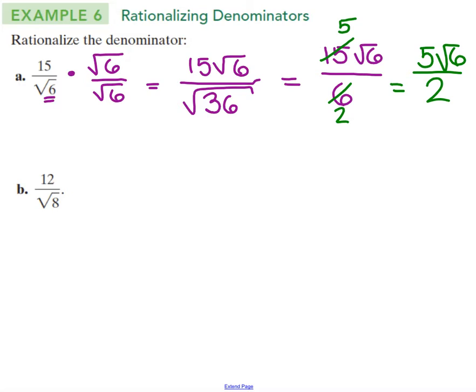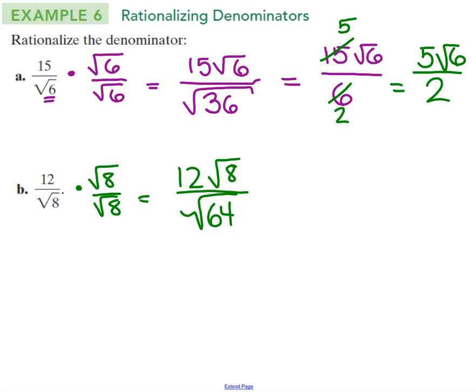All right, part B, 12 over the square root of 8. We want to rationalize that. So multiply the numerator and the denominator by the square root of 8. Multiply across. 12 square roots of 8 over square root of 8 times square root of 8, 64. All right, square root of 64 is a perfect square. Square root of 64 is 8.